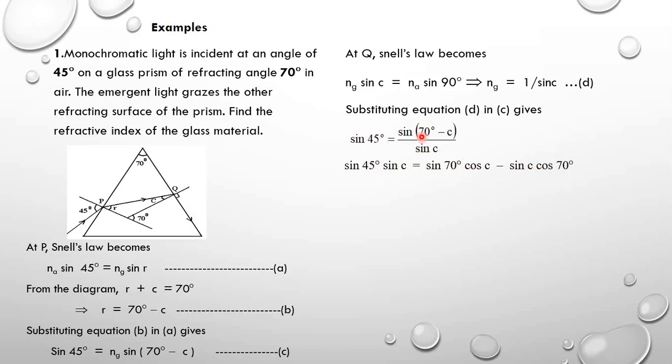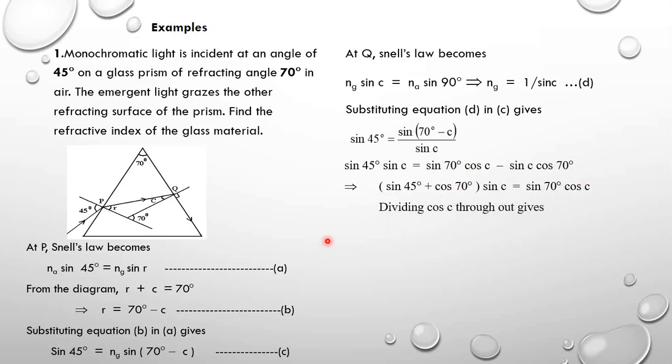Cross multiply this and then expand this according to trigonometry. We shall get this. And then when we simplify by bringing sine of C to this other side, and factorizing out sine C, we shall have sine of 45 degrees plus cos of 70 degrees, which will give us sine of 70 degrees cos of C. So we shall be having that. Then we shall divide it through by cos of C.